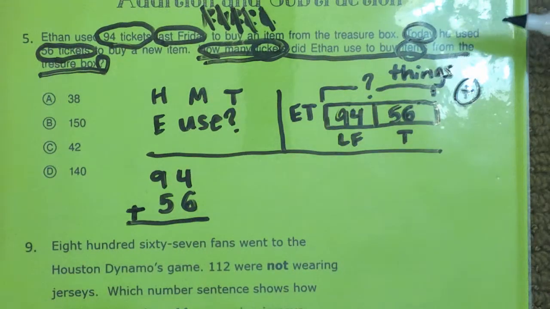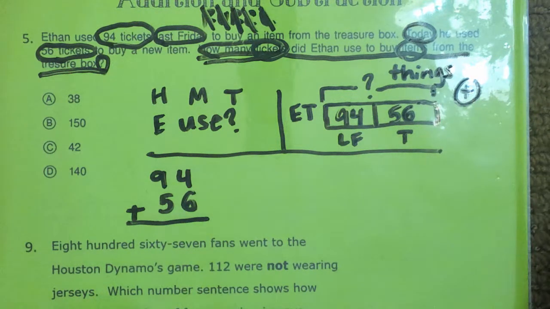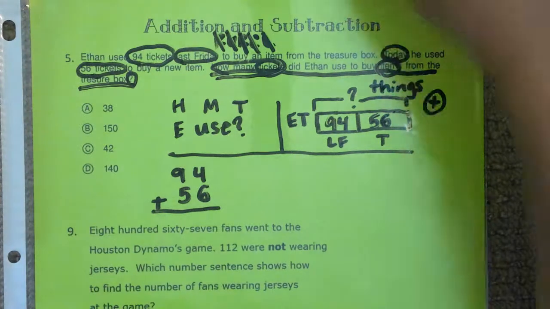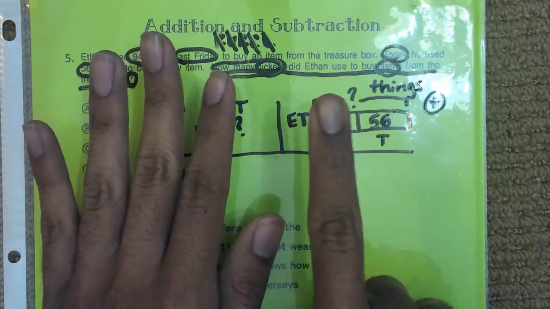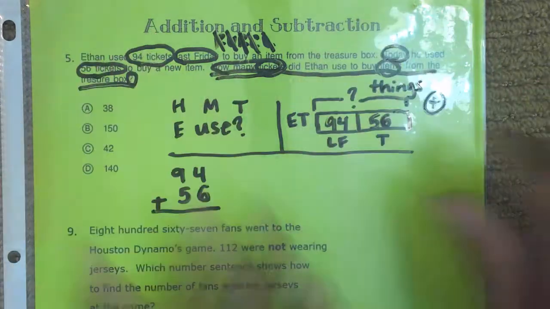What place value do we always need to start with? The ones. So let's see, we have a 6 and a 4. Okay, show me 6 fingers. Now add on 4 more. How many does that make? 10.